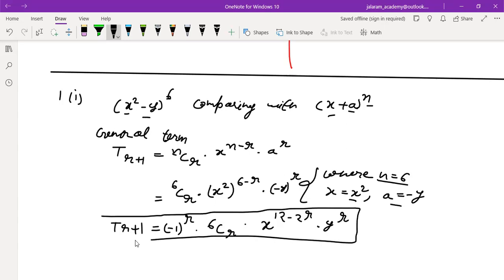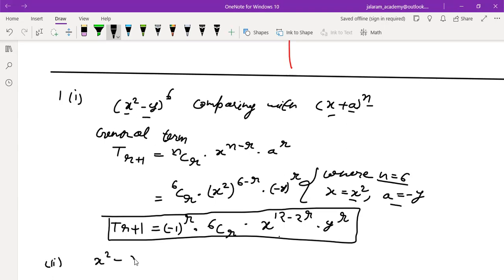Is that clear to everyone? Minus 1 to the power r into 6Cr into x to the power 12 minus 2r into y to the power r. Understood everyone? Yes, sir. Any doubt? No, sir. So similarly, can you expand this one?